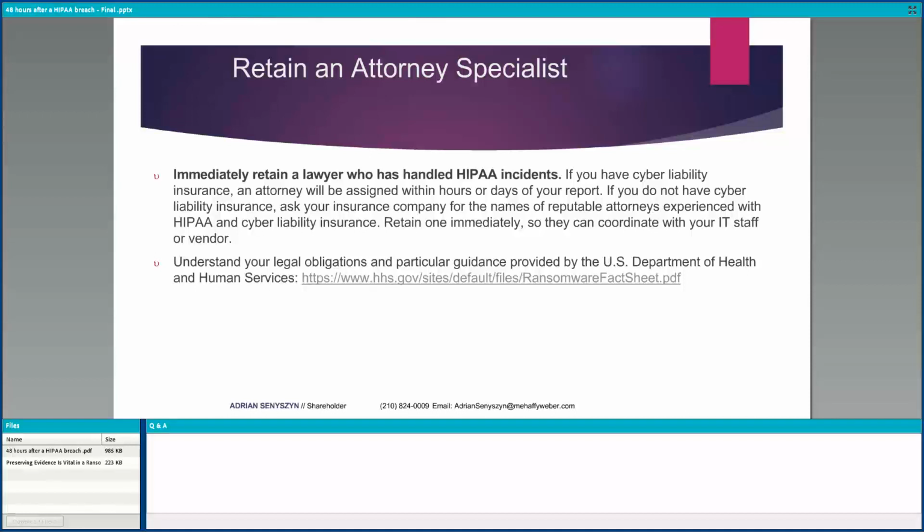There are attorneys that have a lot of HIPAA experience but don't actually have the representation experience before these administrative bodies. That's really the key that you want to be looking for, is an experienced administrative law attorney.